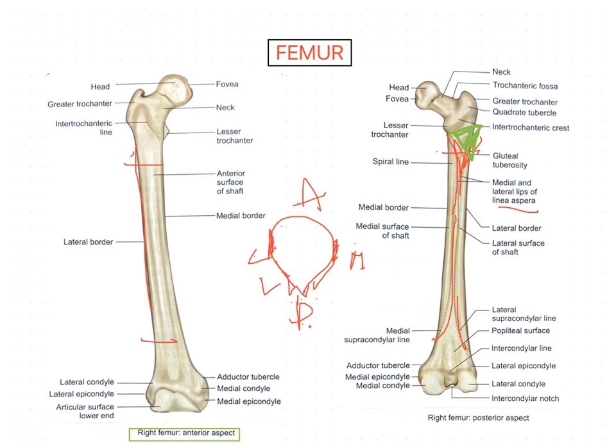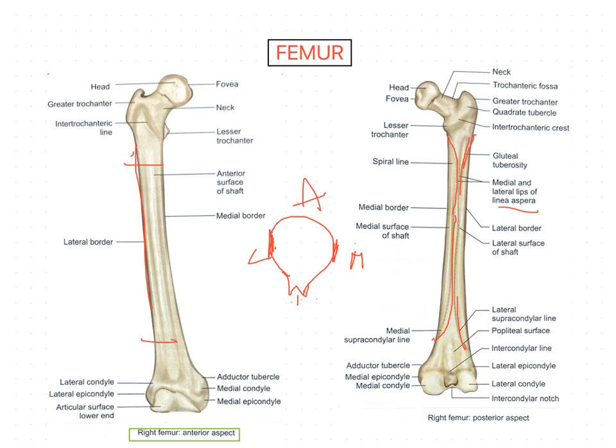Now if you see the lower posterior surface, it lies between the medial and lateral supracondylar ridges, which are continuous above with the medial and lateral lip of linea aspera. Okay, so this is about the features of the shaft of the femur.